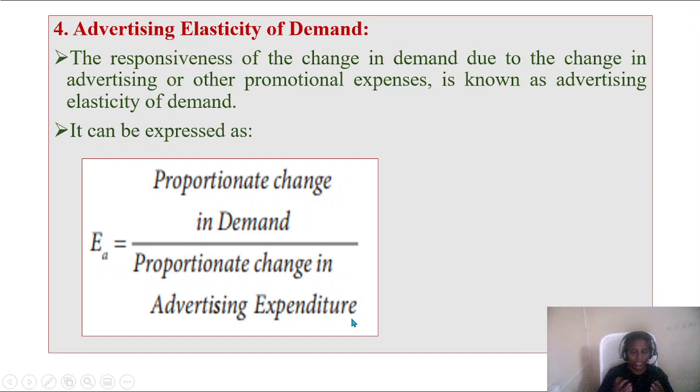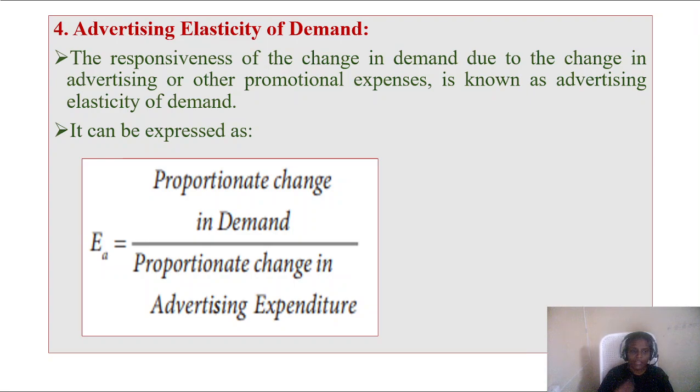If you are running a company, if you are involved in any entrepreneurial activity, or if you are a very big producer in the manufacturing sector, what will you do nowadays? The very simple and easiest way to reach the consumer in a very short period is advertisement.